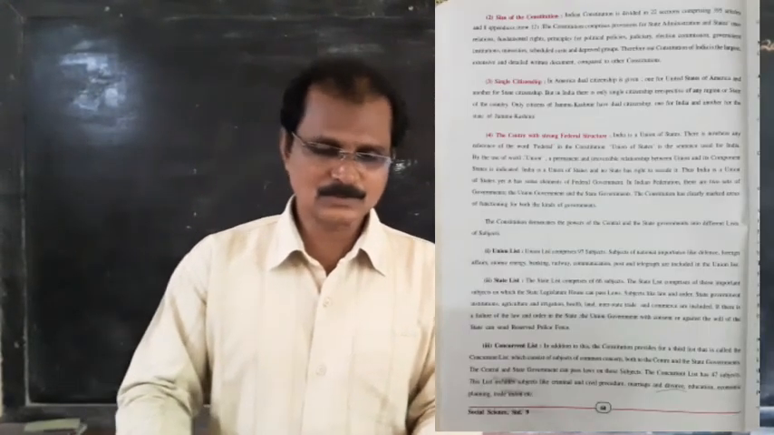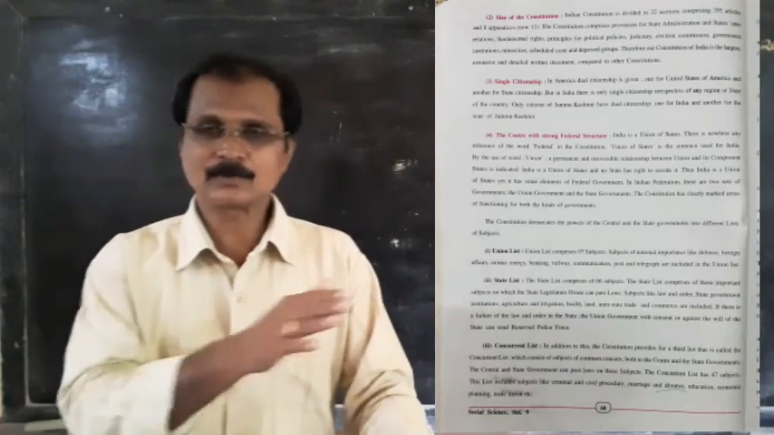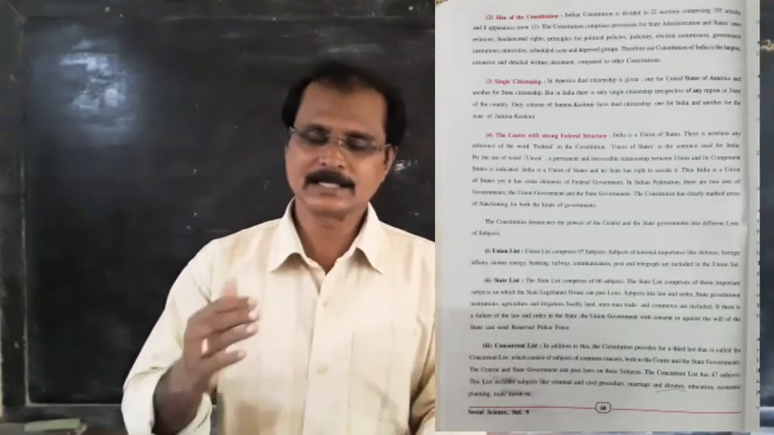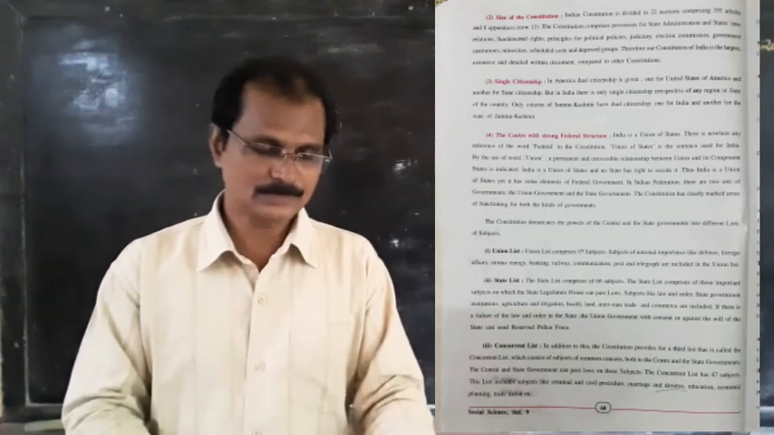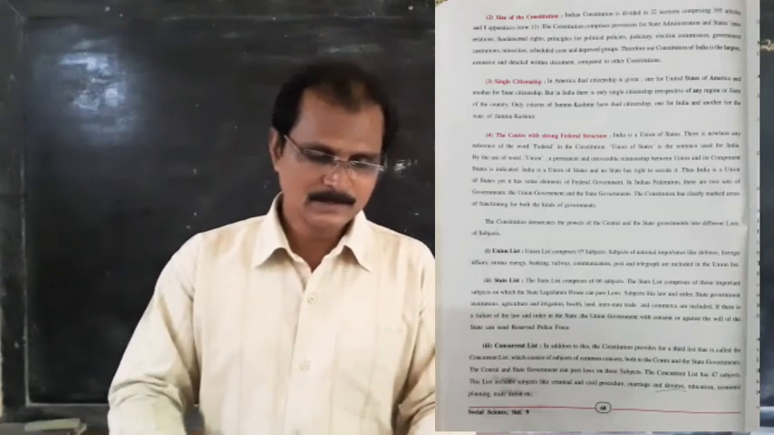What is the size of the constitution? The Indian constitution is divided into 22 parts comprising 395 articles, and it comprises provisions of state administration and the relationship of the states. Then single citizenship. In America, dual citizenship is given, one for the state and one for the country. Earlier it was there in India too, but now it is removed, and here also we have single citizenship.